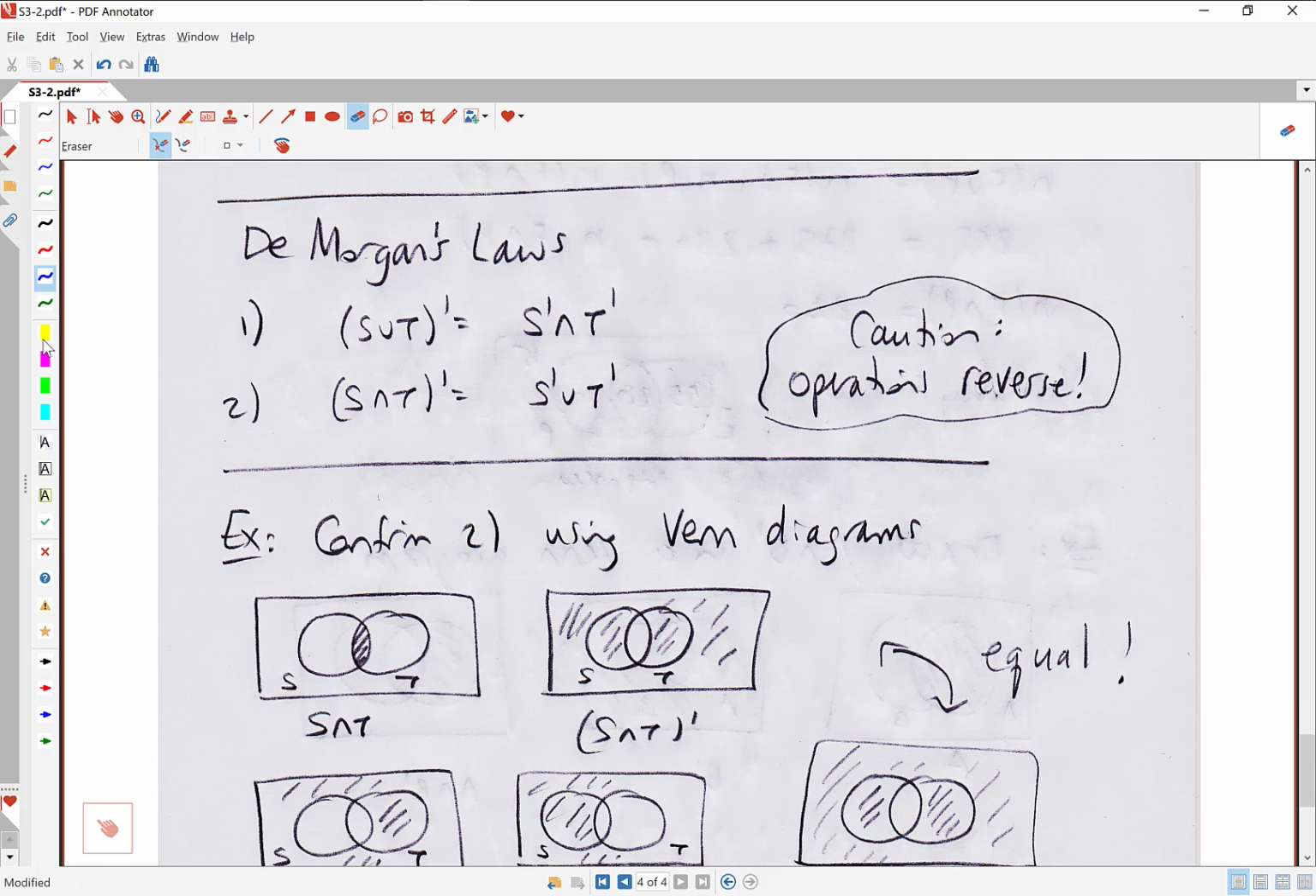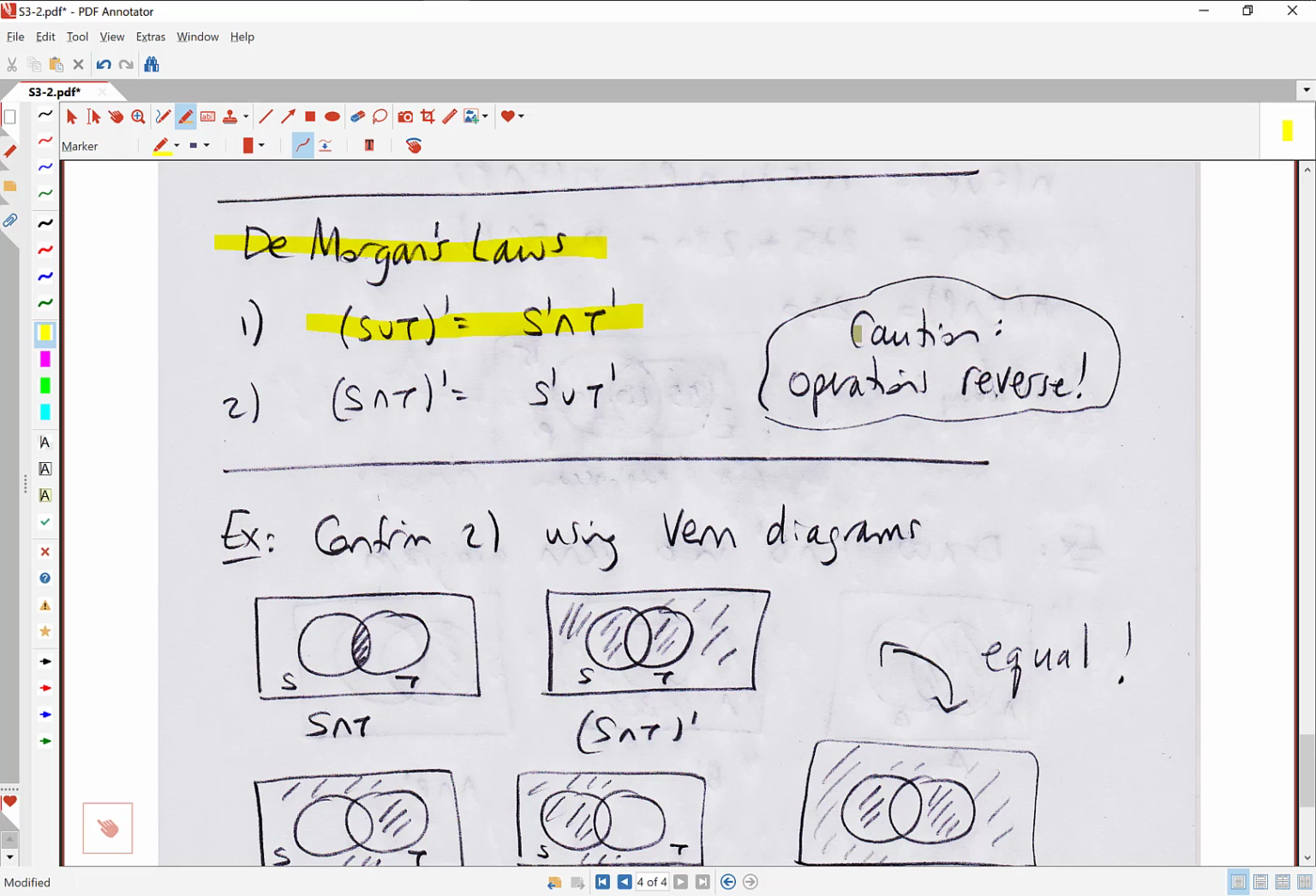So last idea we want to look at here is something called De Morgan's laws. De Morgan's laws tell us how to apply the complement operation to a union or an intersection. So there are 2 laws here. Let's take a look at them. So the first rule says that if you take the complement of S union T, what you get is S complement intersected with T complement.